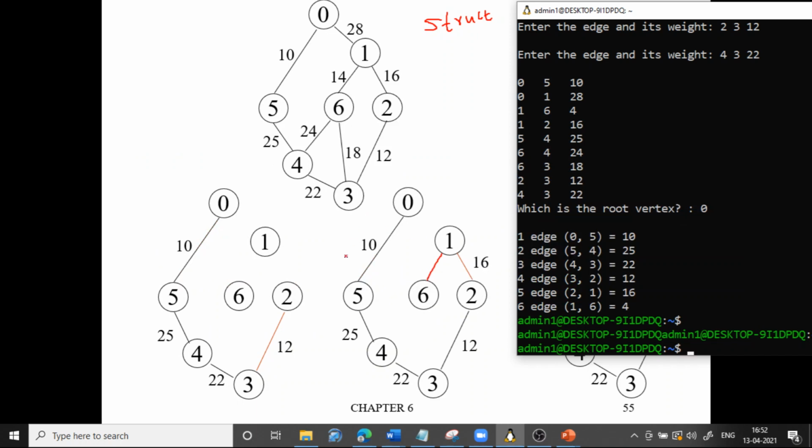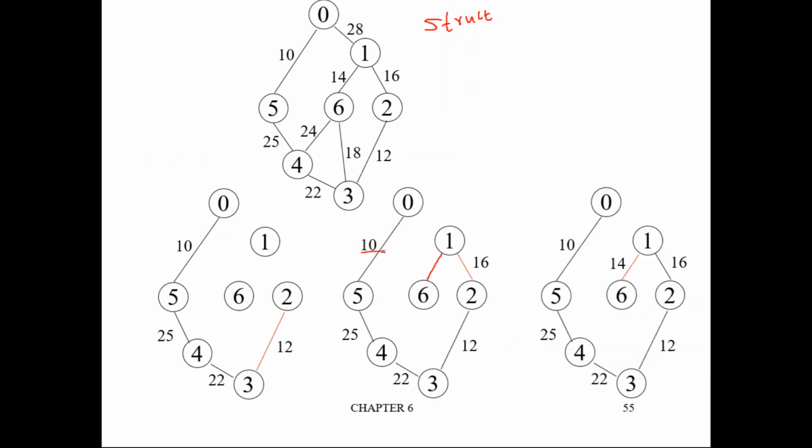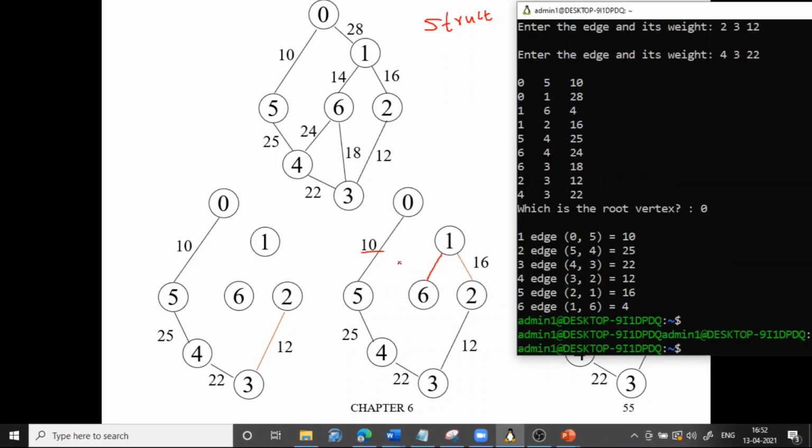First edge is 0 to 5 with a weight of 10. Second edge is 5 to 4 with a weight of 25. Then 4 to 3 with a weight of 22. Then 3 to 2 with a weight of 12. Then 2 to 1 with a weight of 16. Then 1 to 6 with a weight of 4.